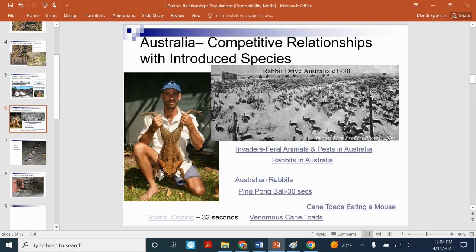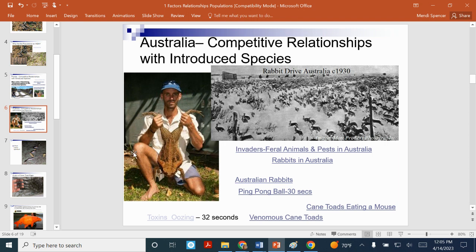So take a look at the size of this cane toad. Anything that is small enough to fit in its mouth, it'll try to consume. So cane toads will eat basically any organism that will fit in their mouth, everything from birds to small mammals to other frogs.